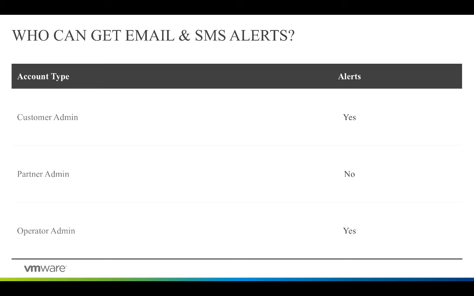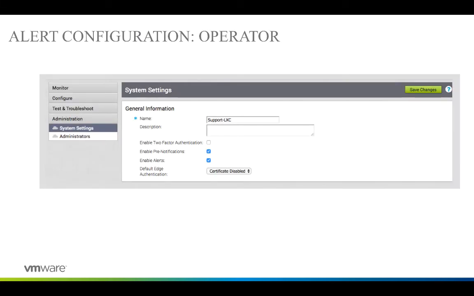Now, who can get these alerts? What configuration can we do on the orchestrator so that the enterprise admin can receive those alerts? So it's the customer admin and the operator admin who can receive those alerts for the edge side. For the orchestrator and the gateway, we need to have operator access. This is showing you the screenshot where the alerts need to be enabled at the customer level, and you can see here enable alerts. This is what needs to be checked.